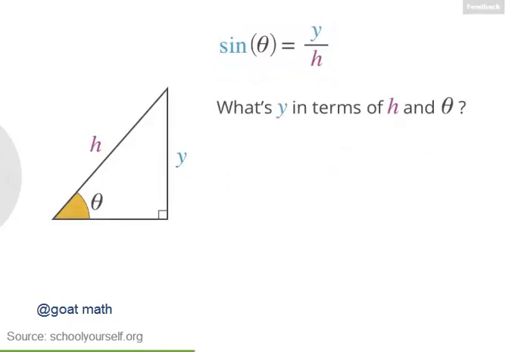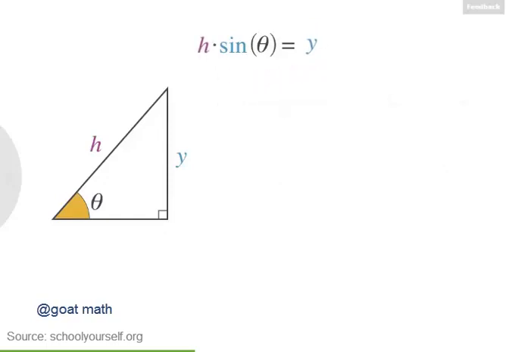Nicely done. You multiplied both sides by h to find that y equals h times the sine of theta. So that means the length of this side over here is h sine theta. Next, let's find the length of this side down here, which we'll call x for now. So we want to find x in terms of h and theta.